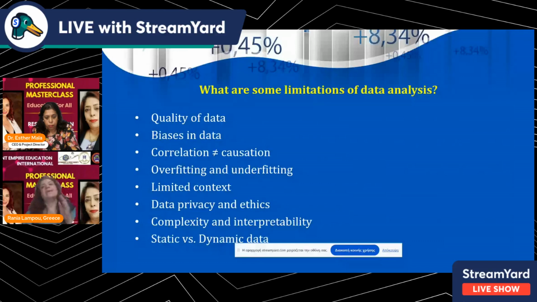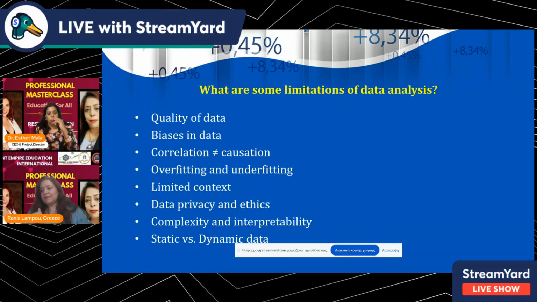Remember the quote of AI experts who say garbage in, garbage out: poor quality data can lead to misleading results. Data cleaning and validation are critical, of course, but they can be time consuming. The biases in data, sampling bias, selection bias, can skew analysis. Correlation versus causation: finding relationships or correlation doesn't prove one variable causes another. Very important difference. Correlation is one thing, causation is another. Mistaking correlation for causation can always lead to wrong conclusions.